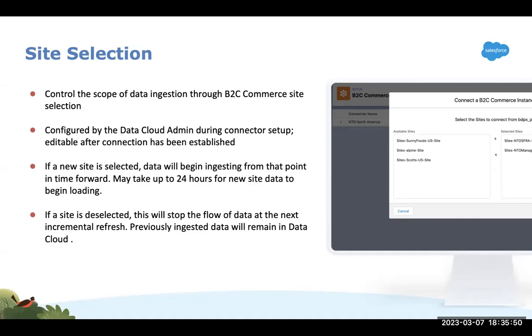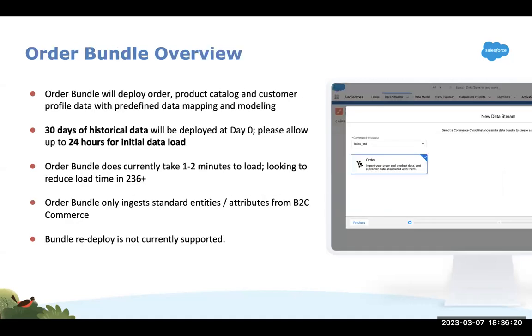The biggest thing is, if a site has been deselected, let's take an example. You initially choose 2 sites, but at a later point of time, you don't want one of the sites you chose. You can go back and deselect the site, moving it from the selected sites to available sites. That will take some time because the entire flow stops for data at the next incremental refresh, since this has to be done first. After that, the incremental sync will be refreshed automatically with the remaining selected sites in data cloud. So this is how it works.